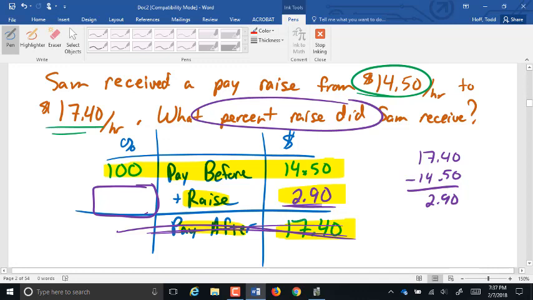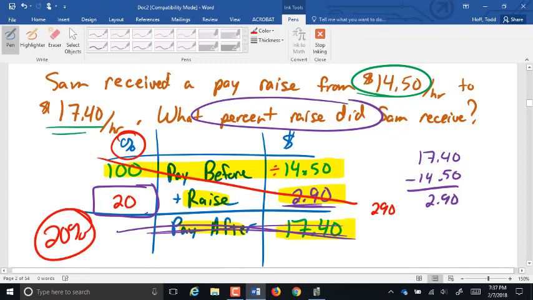What are we going to multiply here? 100 times 290, so it's $290. And then we're going to divide by 1450, which is going to be 20. Now that's a percent. So that is a 20% raise.